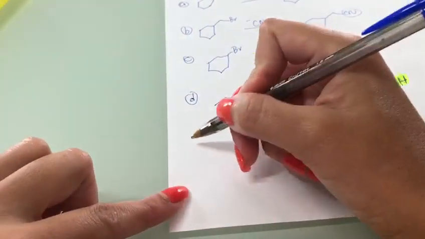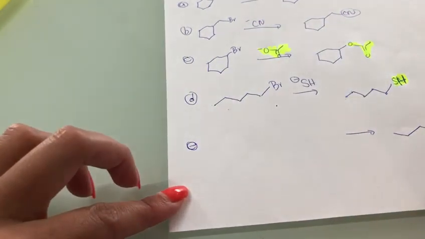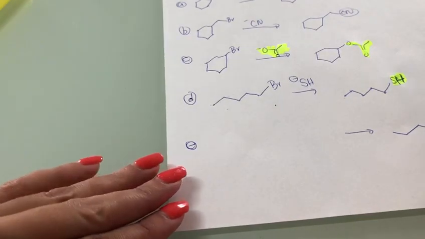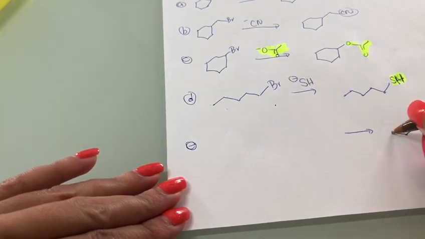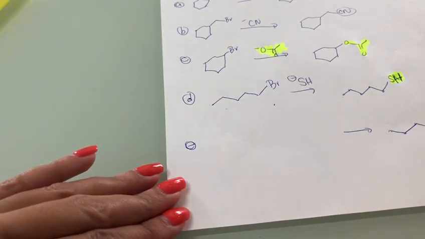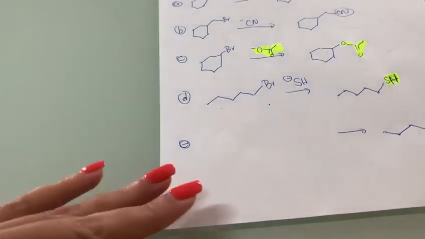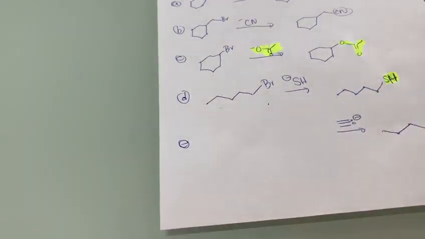We have to synthesize this compound. Okay, count your carbons. Don't forget to count the carbons. 1, 2, 3, 4, 5, 6, 7, 8. You have 8 carbons. And what nucleophile? Well, this could be your nucleophile right here. This is your nucleophile. So that means that you need this terminal anion.